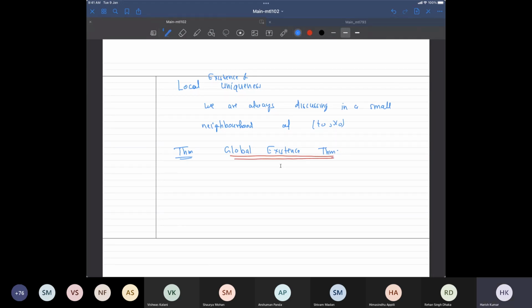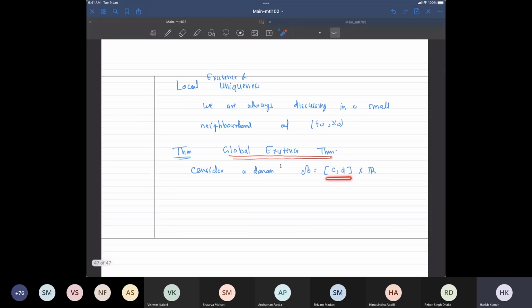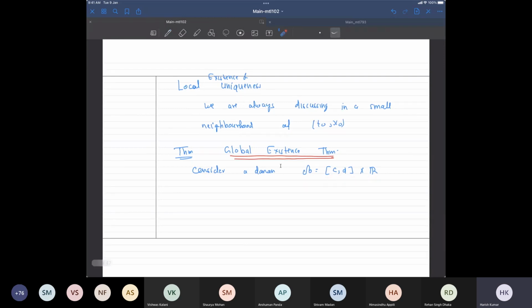So here, of course, because we need global existence, I need to have a condition on f to hold globally. Okay, so let us consider a domain omega, which is (a, b), let's maybe use some other notation, (c, d) cross R. Note that this is with respect to t, this is with respect to x. So this is for the t variable, this is for the x variable. So of course this is a subset of R2, right?